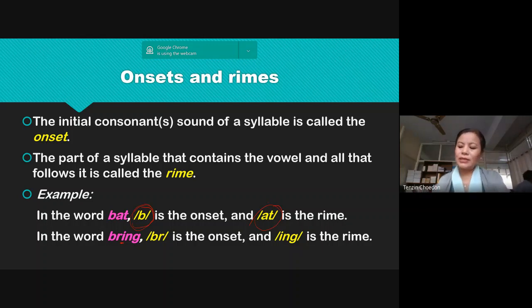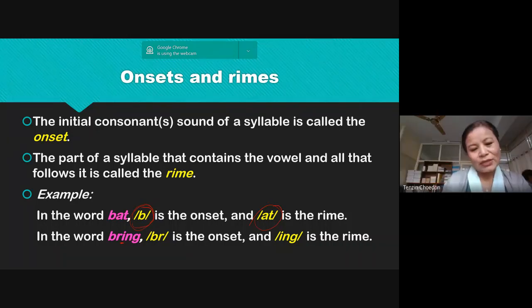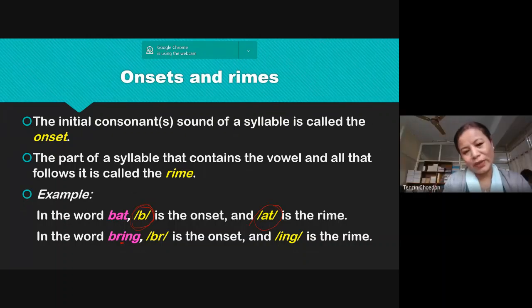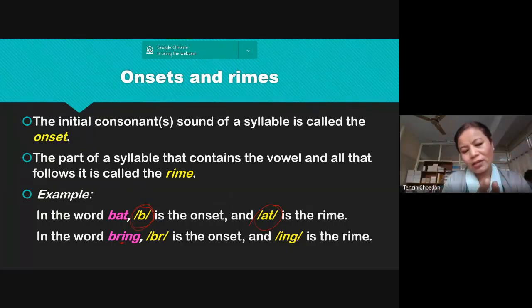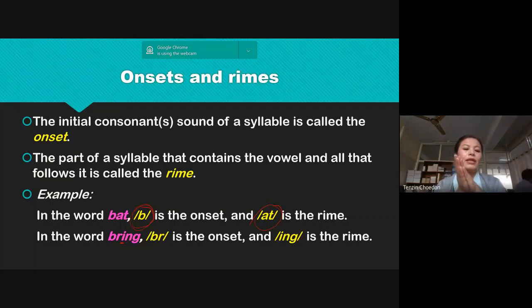How many syllables are there in this word, ring? Just one. It's a one-syllable word, so we can break this into onset and rime in this way. Rime, R-I-M-E, is the vowel and all that follows. And the consonant that comes before the vowel is the onset.